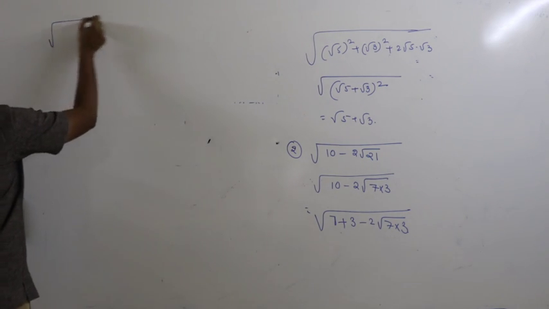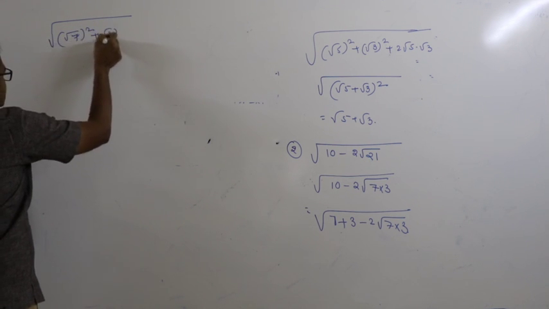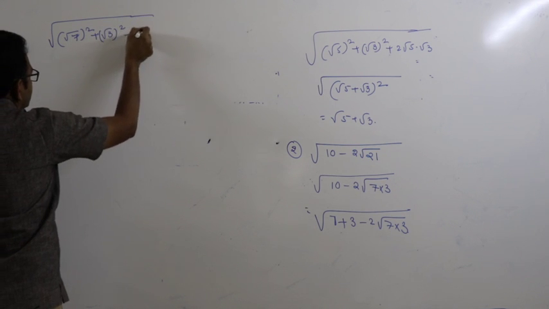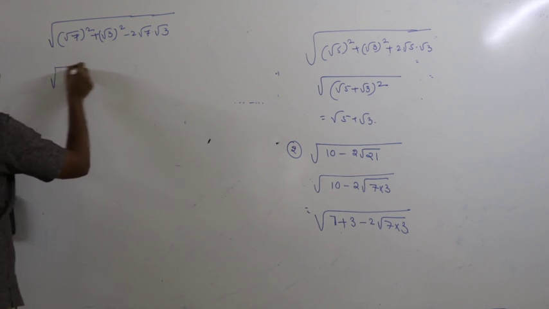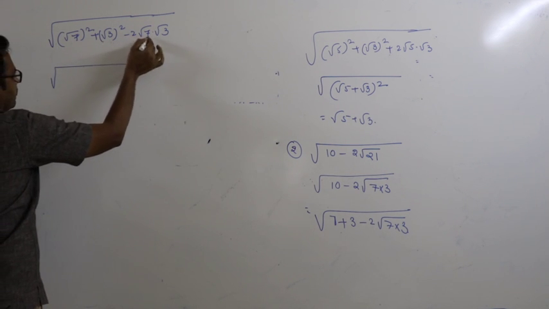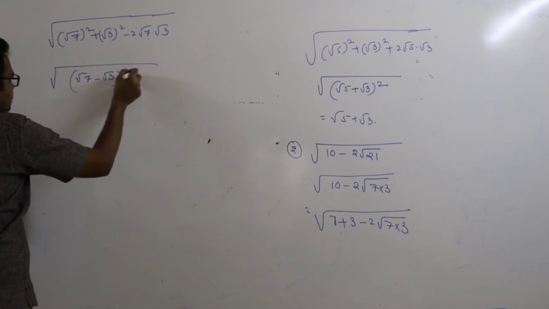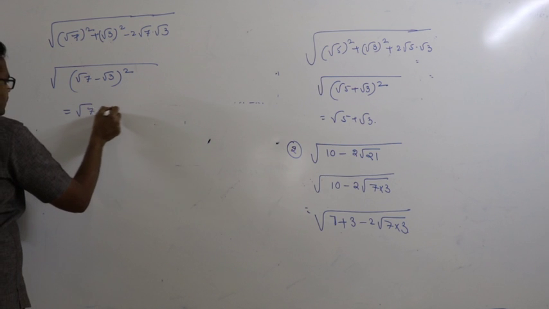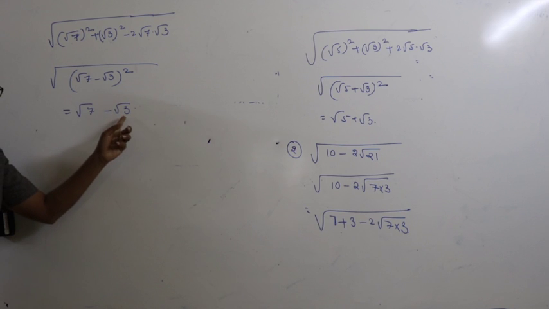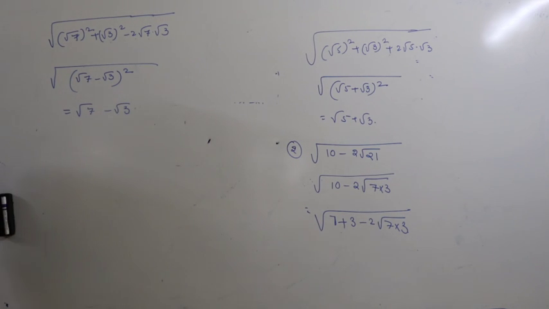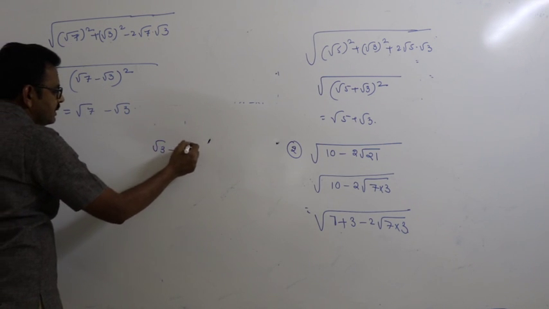So this is the square root of root 7 whole square plus root 3 whole square minus 2 into root 7 into root 3. That is the square root of a square plus b square minus 2ab, root 7 minus root 3 whole square. That is equal to root 7 minus root 3. Root 7 minus root 3 is a positive number. Suppose if I write root 3 minus root 7, this is wrong.